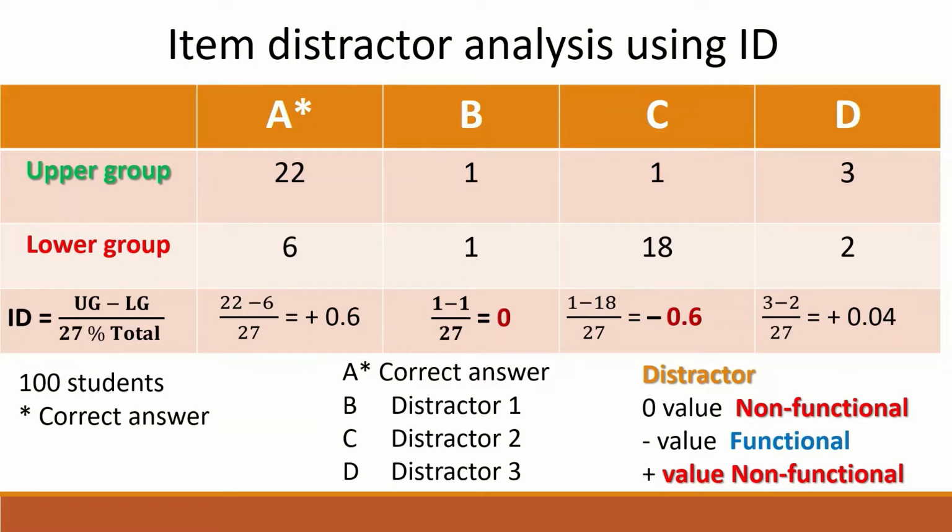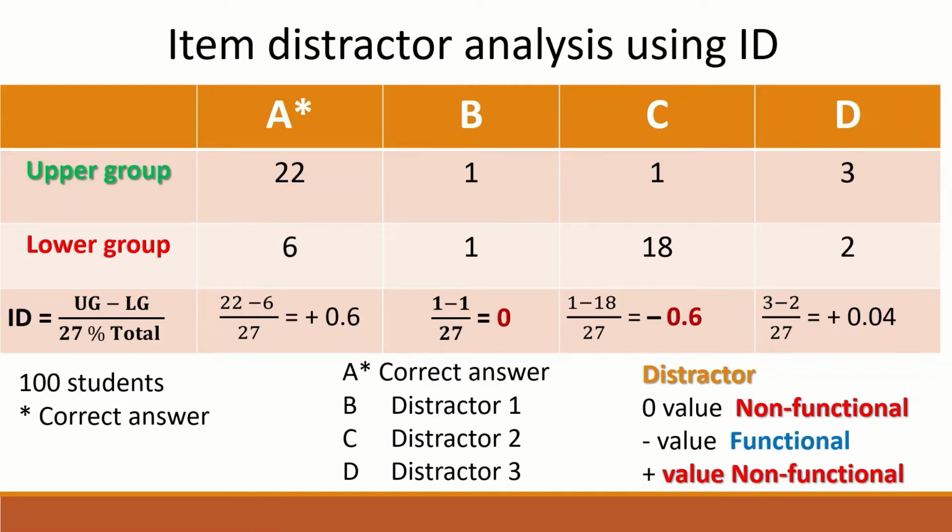The upper group will have the top 27% total score, and the lower one will have the lowest 27%. For distractors B, C and D, as we see here, the ID value is equal to 0 for distractor B, which means that both the high performing and low performing students selected this distractor in equal proportion. Thus it is ineffective, non-functional.